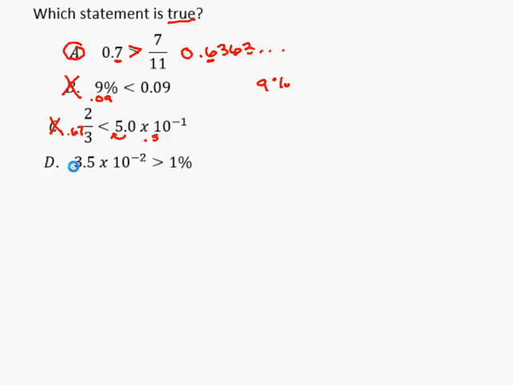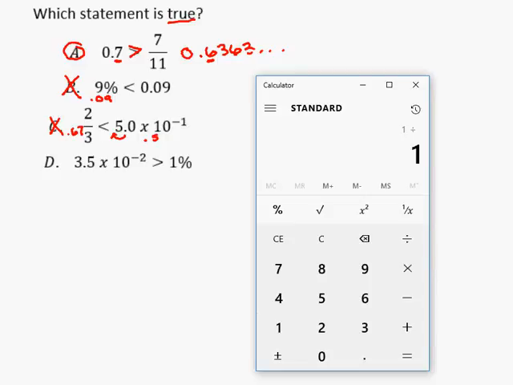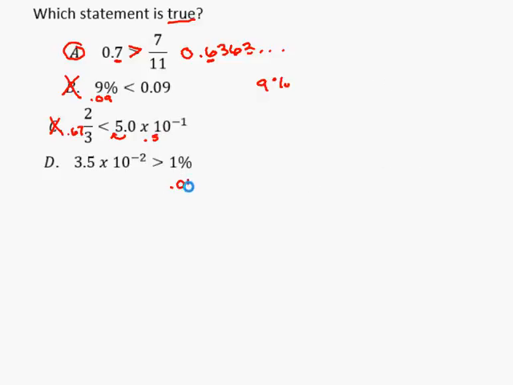And then our last one, 3.5 times 10 to the negative second, is that greater than 1%? Well, when we take 1 and divide that by 100, we get 0.01. Or again, you could have just taken the decimal and moved it over 2 places. And then 3.5 times 10 to the negative 2. Since we have a negative exponent, the decimal here gets moved over 2 places to the left. So this becomes 0.035. And what it's saying here is, is 0.035 greater than 0.01?